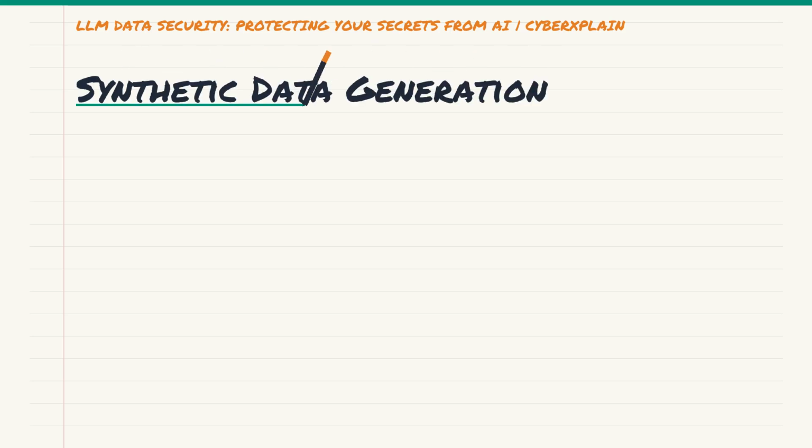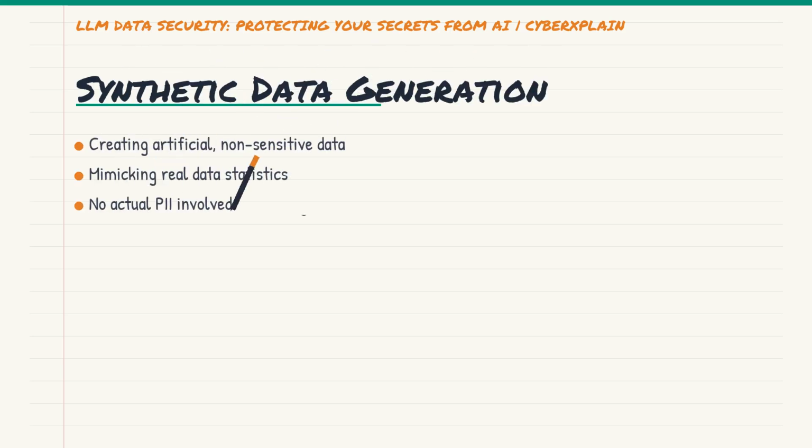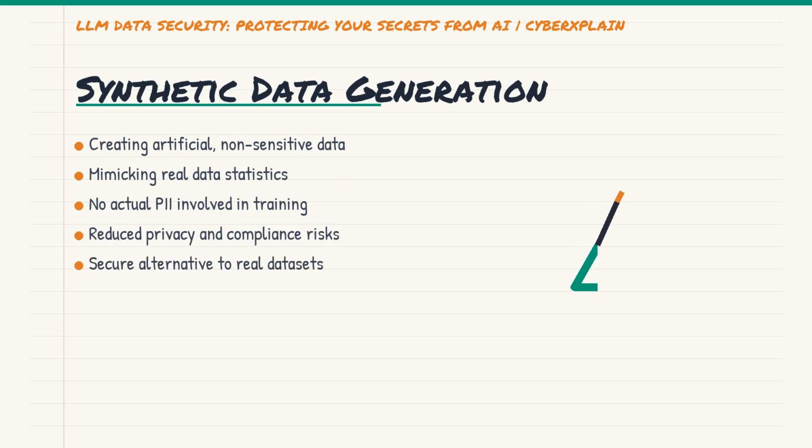Another fascinating approach is synthetic data generation. Instead of training your LLM on real, sensitive customer data, you train it on artificially generated data that mimics the statistical properties of your real data but contains no actual PII. It's like creating a fake, yet realistic, universe of data. This allows you to develop and train models without ever exposing them to real-world sensitive information, significantly reducing privacy risks. It's becoming a go-to strategy for privacy-conscious AI development.